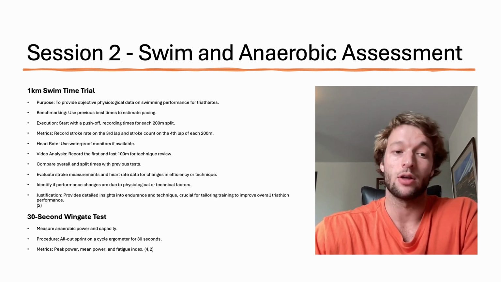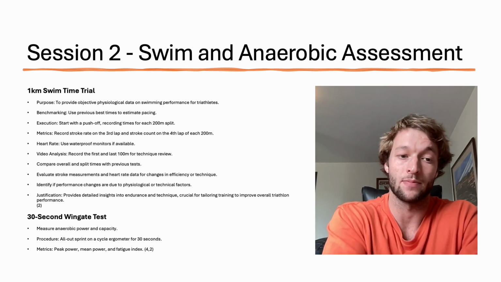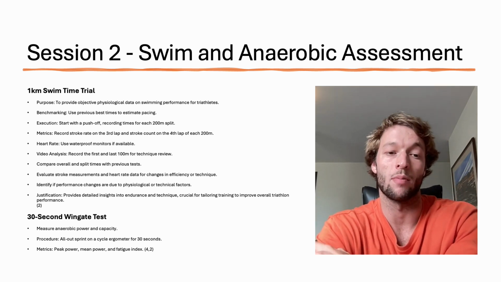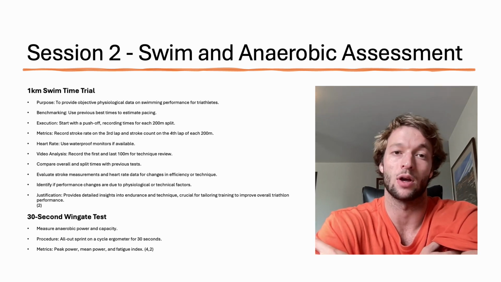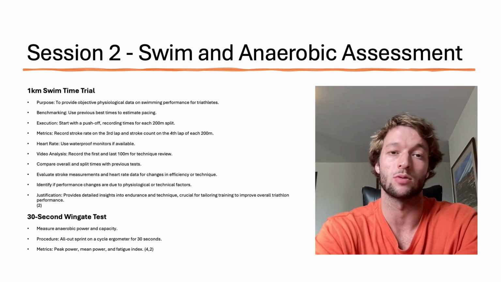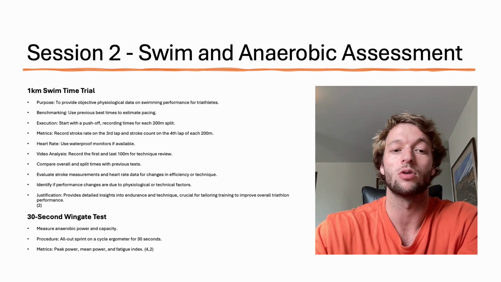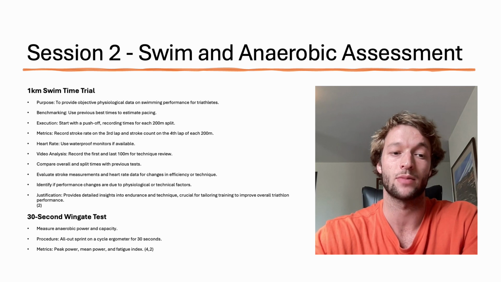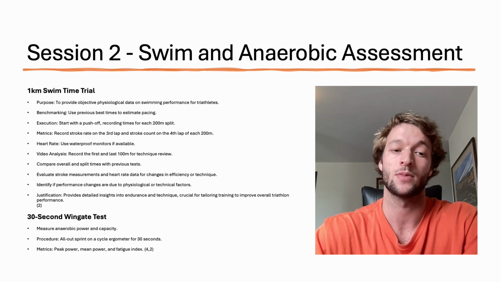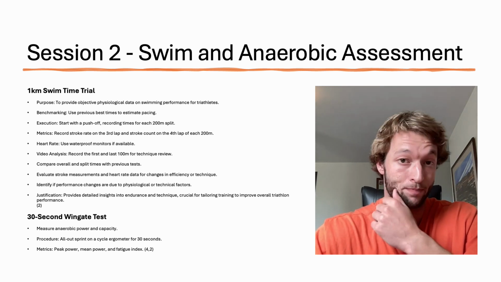We're also going to be doing the 30-second Wingate test. So this is going to be measuring anaerobic power and capacity, which is less necessary and used in a triathlon, but it's still going to be crucial at certain sections of a triathlon. So that's why we're going to be including this one as well. It's pretty much an all-out sprint on a cycle ergometer for 30 seconds. And the metrics are going to be peak power, mean power, and the fatigue index. We'll talk more about the 30-second Wingate test later.